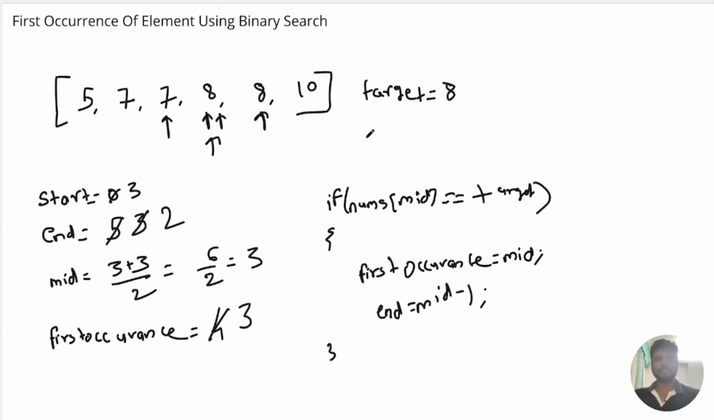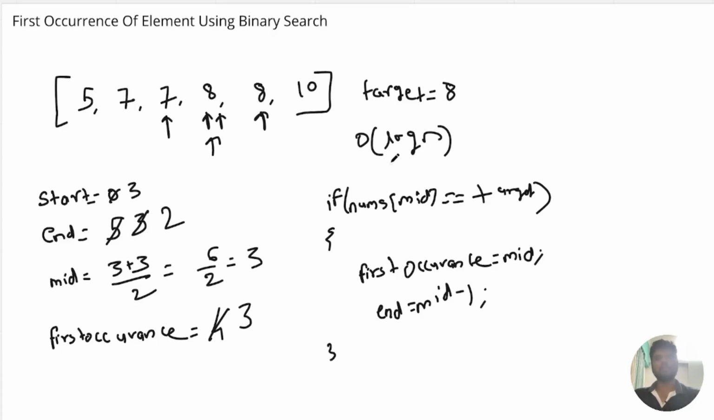Now the interesting part is, what's the time complexity of this entire solution? Well, we are using binary search only and we are not running any linear search. The time complexity is actually O of log n. So we have found the first occurrence in O of log n time complexity, and the space complexity is O of 1 only, as we are not using any extra space. Hope you are clear how to find the first occurrence of an element using binary search.